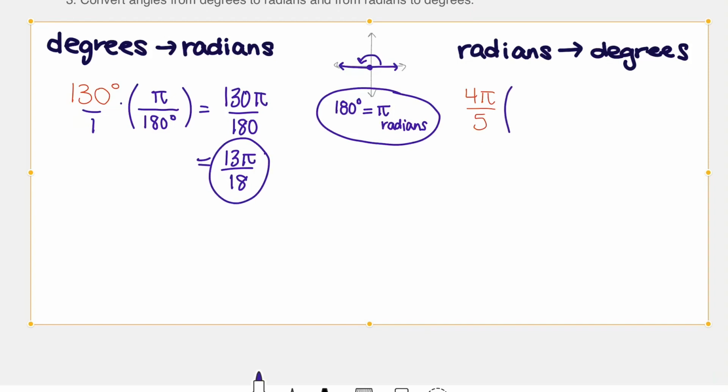Radians to degrees, similar idea, except we want our answer to be in degrees. In this case, you can notice that the pi's cancel out. So you take 4 times 180 divided by 5, and you get 144 degrees.